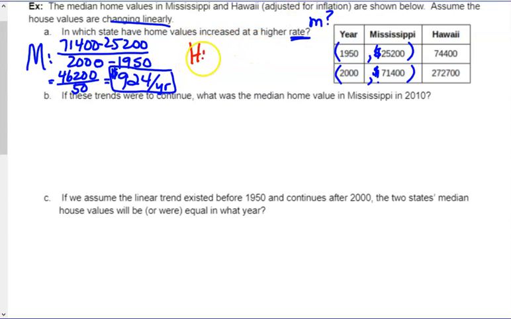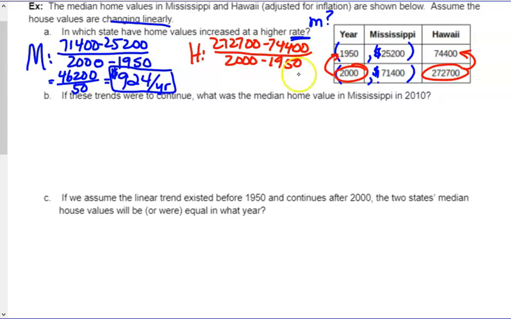Okay, so for Hawaii, we would take this y minus that y value. Then I'm going to take this x minus that x. So let's go 27,700 minus 74,400 all over our 2,000 minus 1950. And when we subtract the two numbers on the top, 198,300 all over 50. And hopefully just by the size of the numbers you can see that this is $3,966 per year that it increases.